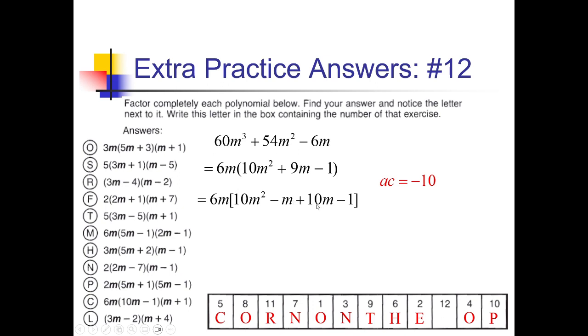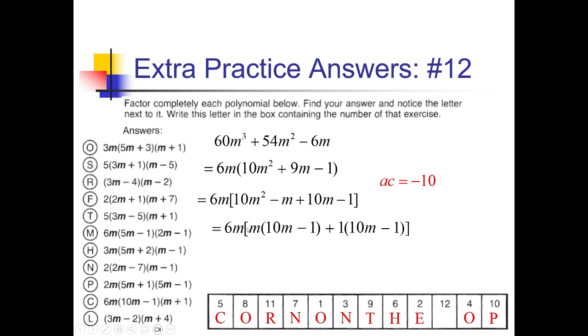And let me use some grouping on that stuff inside since I've got 4 terms. So I had the 6m out there initially, and then for the first 2 terms, 10m squared minus m, I can take m's out of both of those, leaving me with a 10m and a minus 1. For my next 2 terms, 10m and minus 1, I can't take anything other than a 1 out of those. So that's what I have to do. And that leaves me with, well, the exact same thing I started with, 10m minus 1.